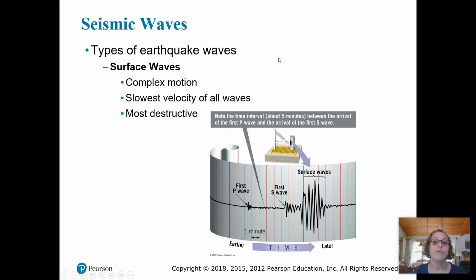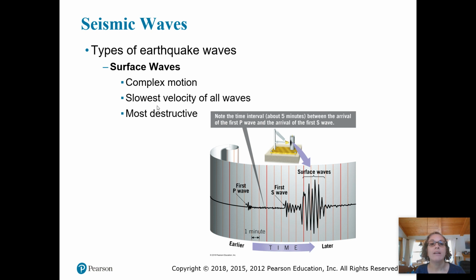And surface waves. Surface waves, like the name suggests, are waves that travel along the surface from the point of the fault slippage outward. It is a complex motion. There are several different types of waves that can be associated with surface waves. They're the slowest out of all the waves, but they're the most destructive because they are traveling along the surface where our built infrastructure is.